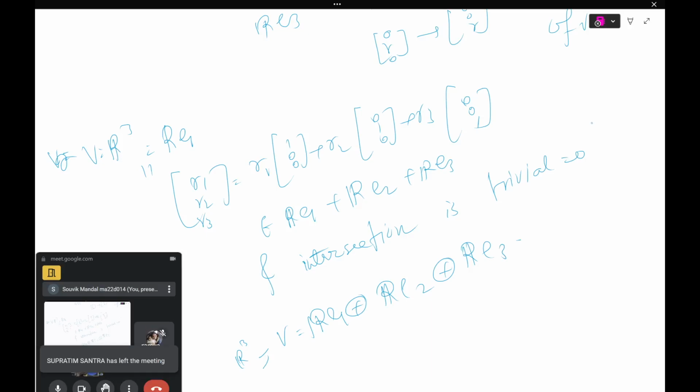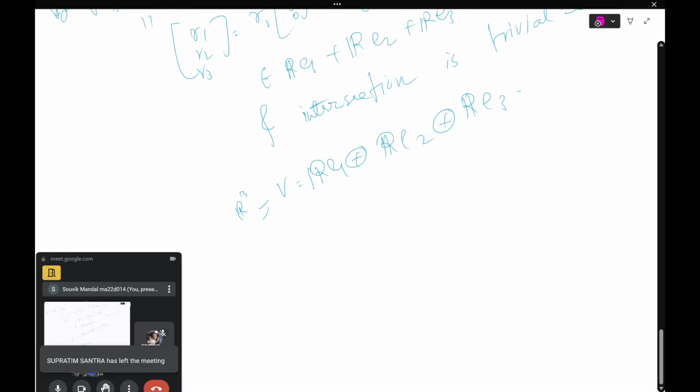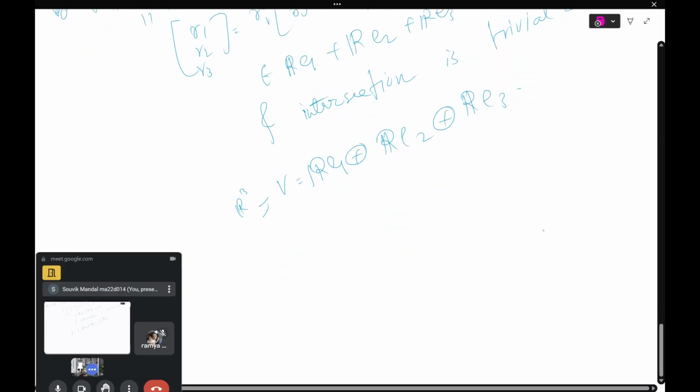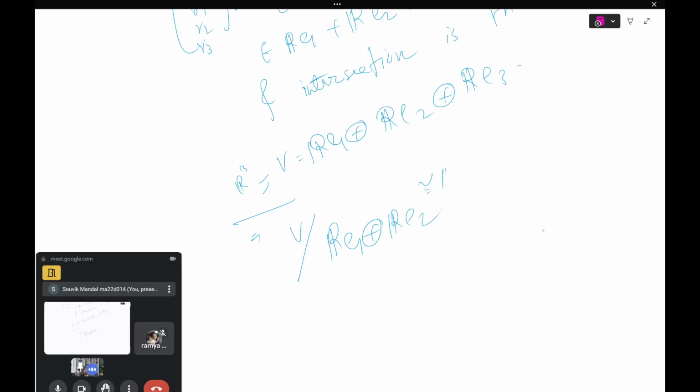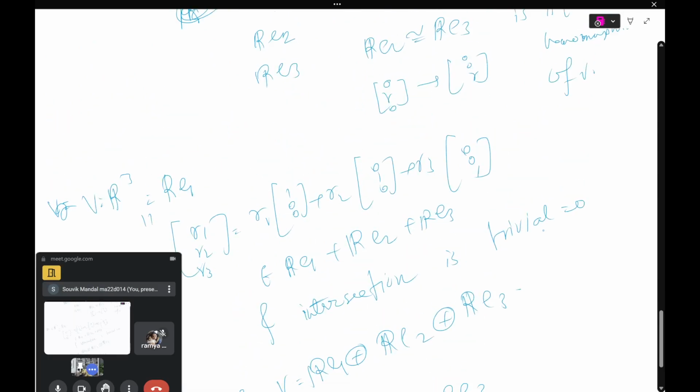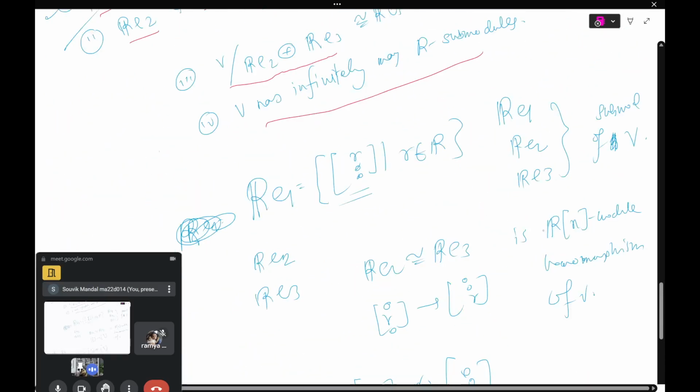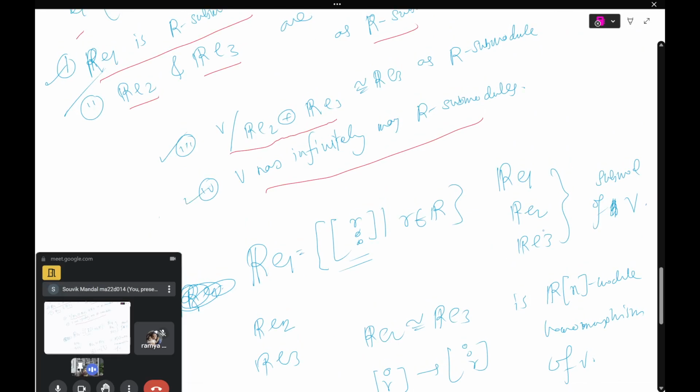And option 4 is what? Option 4 says infinitely many submodules, but that is not the case because, from option 3, this implies V by RE1 direct sum RE2 is isomorphic to RE3. So this is option C. So option C is also correct. Sorry, option 4 is incorrect. V has only finitely many submodules. Okay, so the only correct options are option 1, 2, and 3.